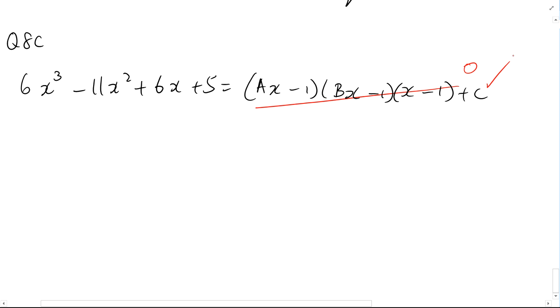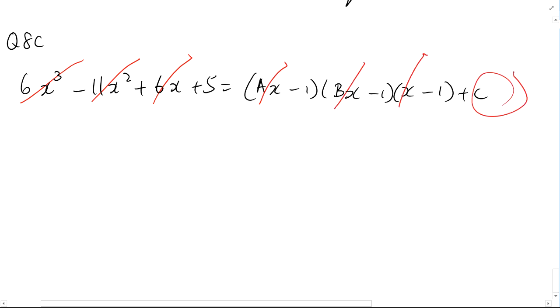What do you want to sub next? Can we sub in 0? Yes, we can, but when you sub in 0, this one disappears, and you are left with c only, which is what we are trying to find also. So sub in 0 doesn't help. What else can we do? Can I really sub in anything I want? Just go ahead and sub in.